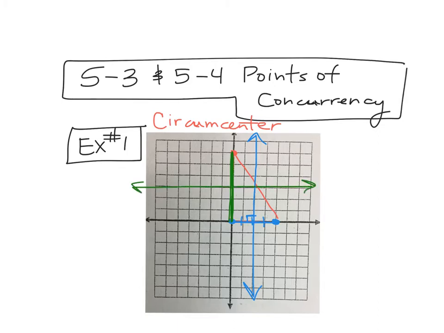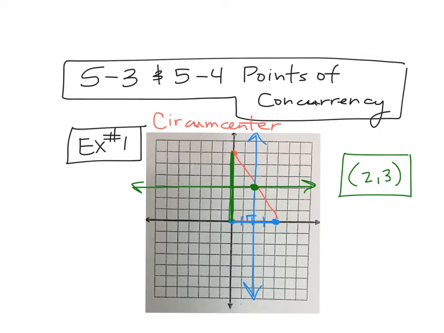Okay, now look at where your blue and your green met up. When they say find the circumcenter, they're saying what is that point? 2, 3. Okay, so your answer is the point 2, 3. So a perpendicular bisector meeting a perpendicular bisector, what point do they meet at?